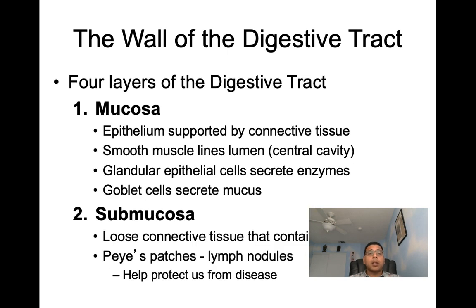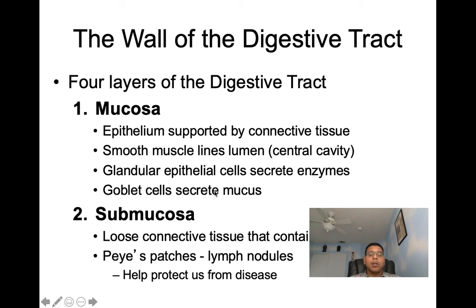So first, let's talk about the mucosa, also known as the mucous membrane layer. The mucosa is going to be a layer of epithelium that's supported by connective tissue. Here we can also see we're going to have a layer of smooth muscle that's going to line the lumen, the central cavity. There are going to be glandular epithelial cells that secrete enzymes, and goblet cells that secrete mucus.